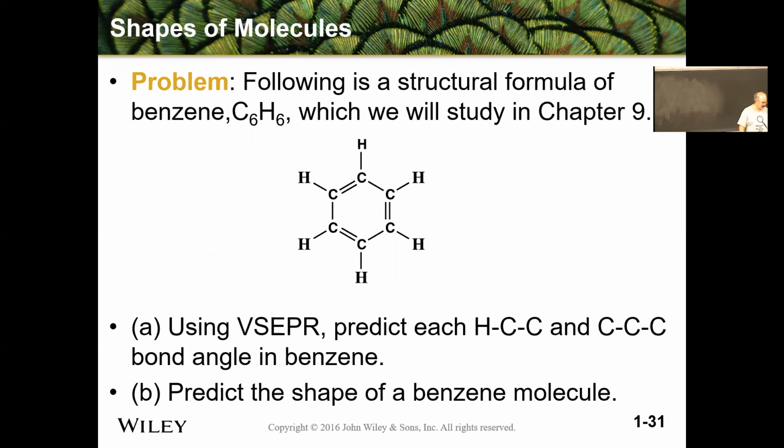All right, here's benzene. Each carbon has 3 electron-rich groups, and so we would expect bond angles of about 120. In fact, benzene does have all 120-degree bond angles, and it has a flat geometry.